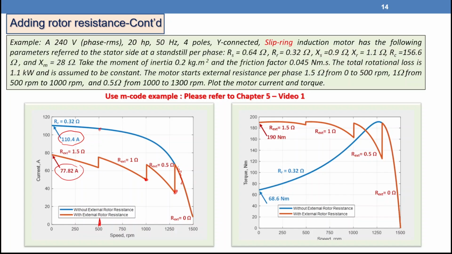For the blue line, that one shows the characteristics without any external resistance. So the starting torque is something like 68.6 Newton meter. If we add 1.5 ohm at the starting, we can push this starting torque up to 190 Newton meter.